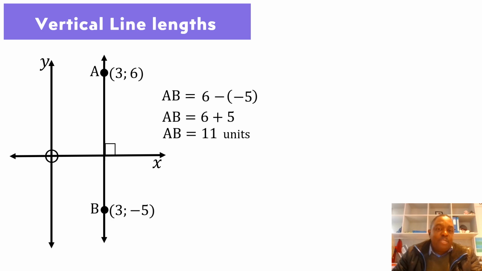But now just take note that it's important. If you happen to make a mistake because you're subtracting incorrectly and you end up with a negative answer, that means you're subtracting incorrectly. It can never be negative. And if you take the highest coordinate of y and subtract the smallest coordinate of y, you will always get a positive answer. Okay.